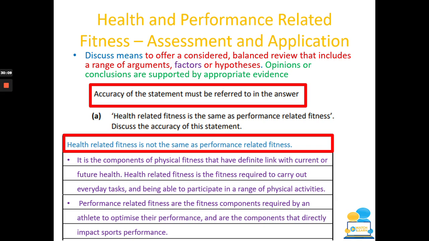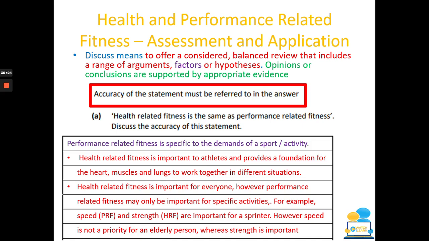So if we're looking at team sports such as soccer, you would be looking at speed as a performance-related fitness component. But again, we may be looking at strength as a health-related fitness component, important for soccer in order to be able to tackle. Performance-related fitness is specific to the demands of a sport activity. So it can be very specific to the sport. So again, speed is important for soccer, for sprinting.